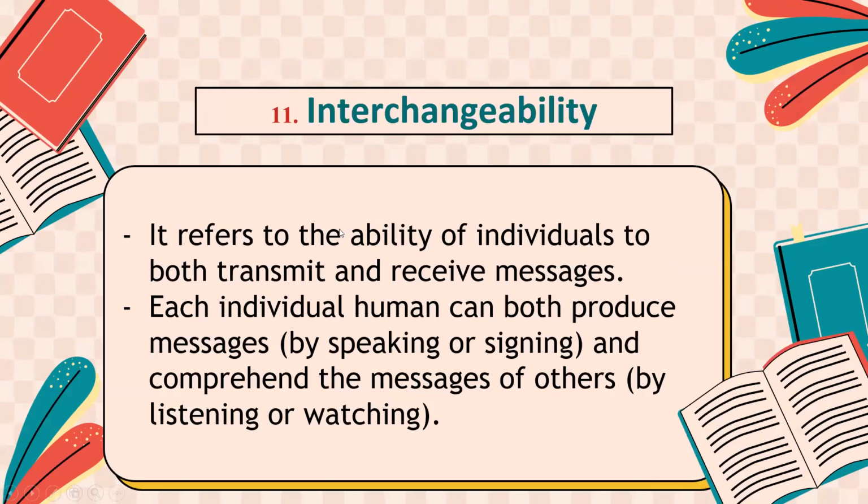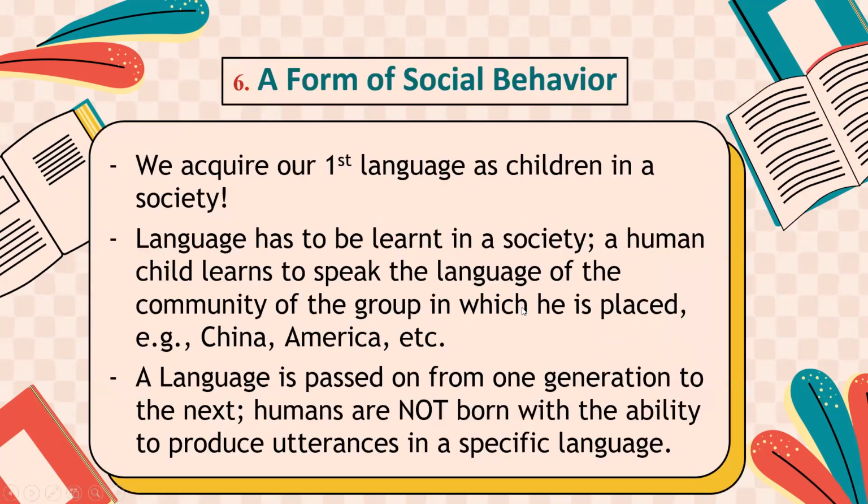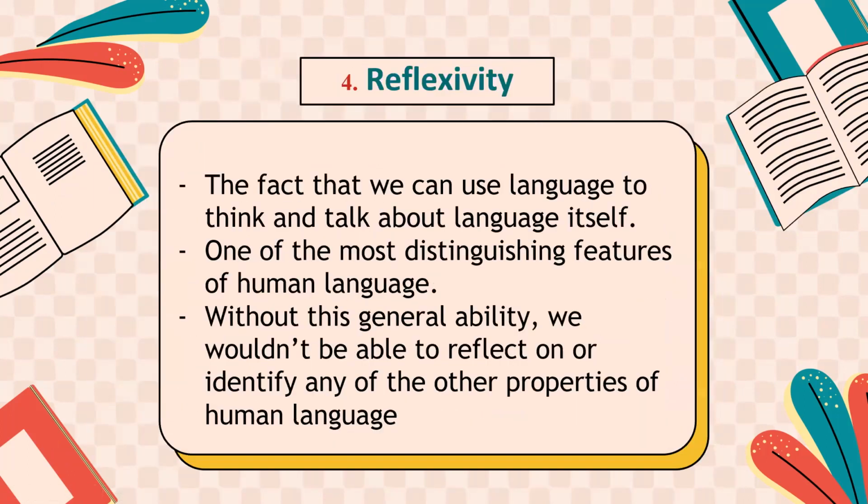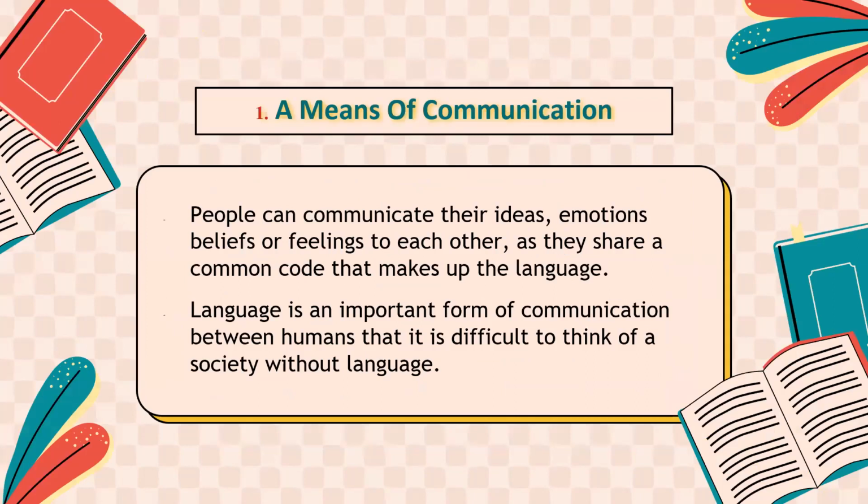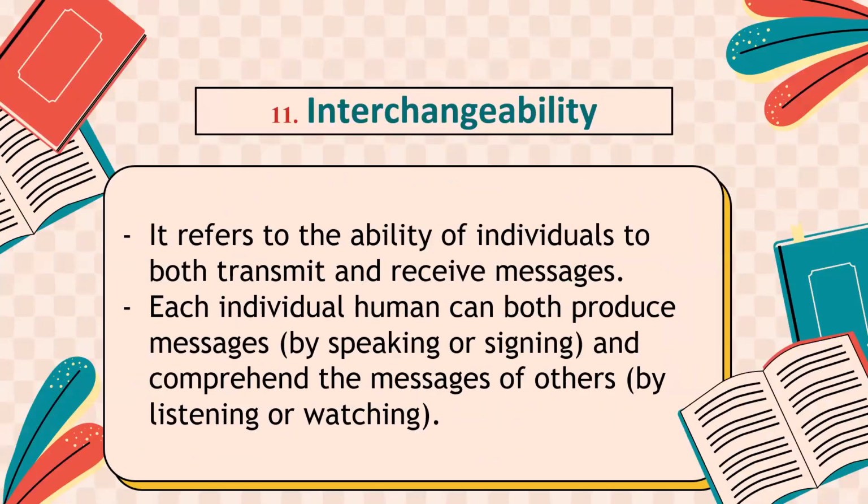Interchangeability refers to the ability of individuals to both transmit and receive messages. I think I said this is the thing that makes us humans; we call it the communication process. Interchangeability means I can give and I can receive. Individual humans can both transmit and receive messages. So we have this ability to transmit and receive.